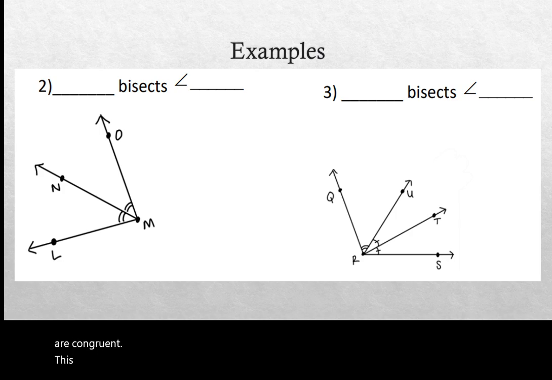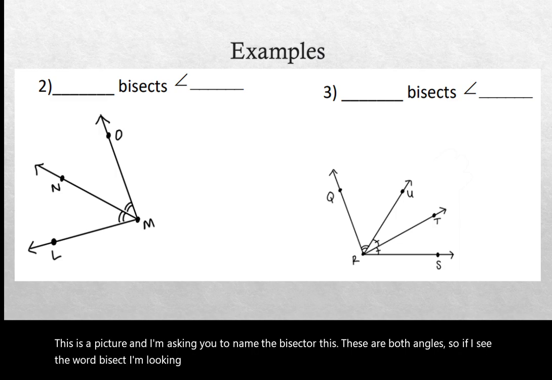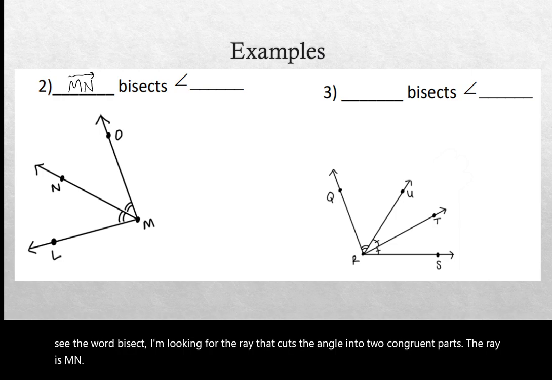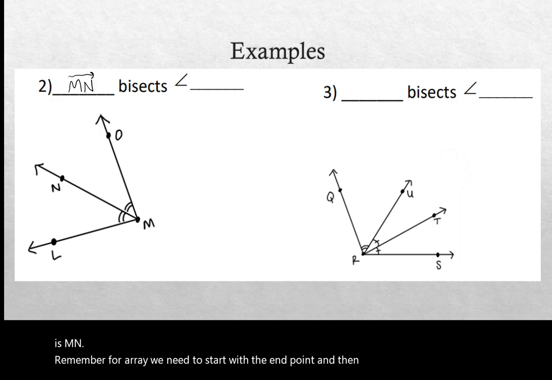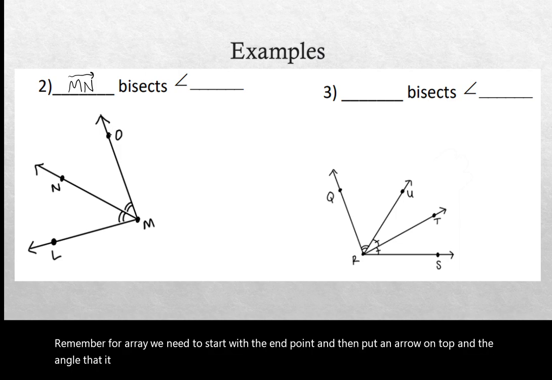This is a picture, and I'm asking you to name the bisector. These are both angles, so if I see the word bisect, I'm looking for the ray that cuts the angle into two congruent parts. The ray is MN. Remember, for a ray, we need to start with the endpoint and then put an arrow on top. And the angle that it bisects would be angle OML.